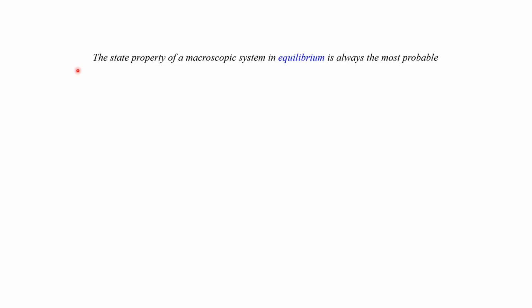Recall that our first job is to understand the meaning of this principle. Last time we discussed the meaning of the term system. We discussed what states are and that states have properties. And in this lecture, we're going to discuss the notion of equilibrium, and we should also be able to understand the meaning of this principle.